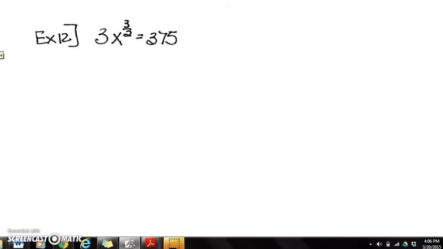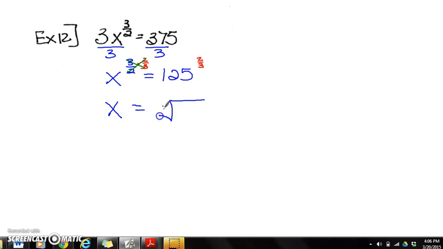Example 12. Again, same kind of process. You're going to divide by 3. You're going to get x to the 3/2, crazy 3, sorry, equals 125. We are going to raise each side to the 2/3, because that's the reciprocal of the exponent you have. What you do to one side, you have to do to the other. We did that, so these cancel out. You just get an x.